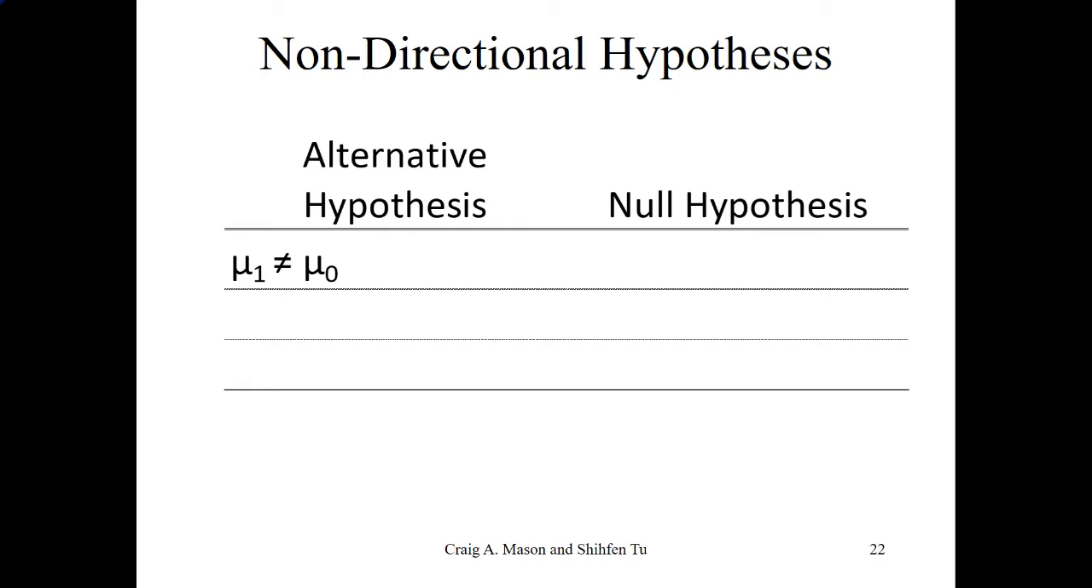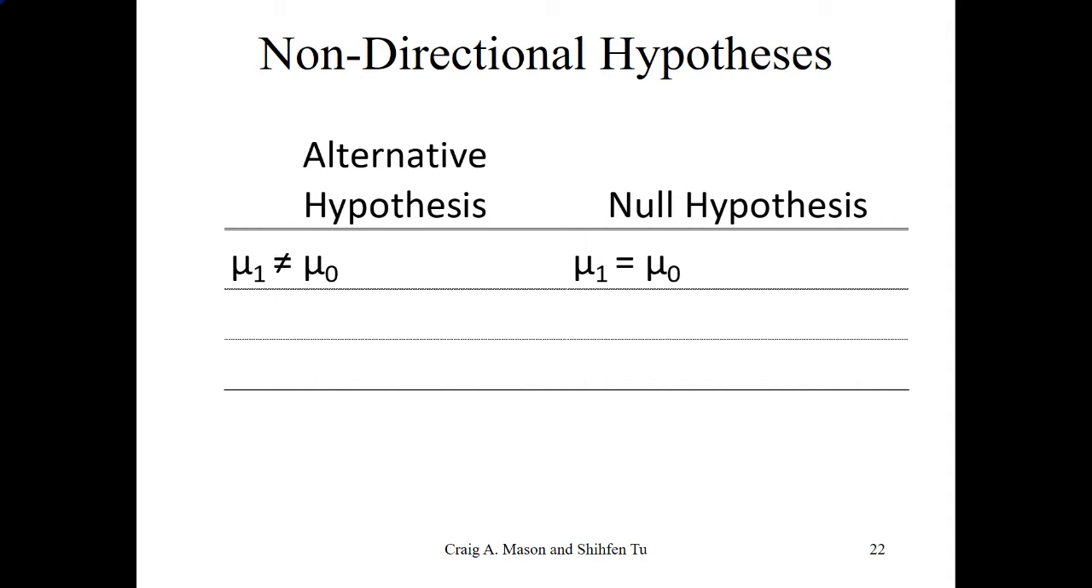What would be the null hypothesis? In this case, it would be mu1 is equal to mu0. Notice that the null and alternative hypotheses continue to be exhaustive. Whatever happens has to be covered by either the null or the alternative hypothesis.